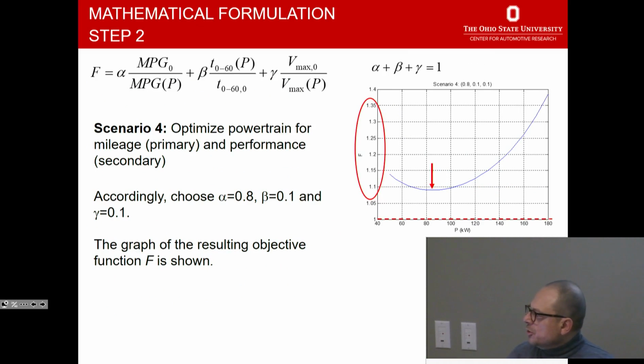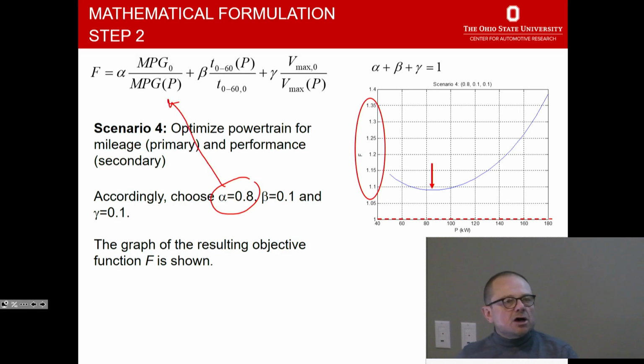Okay. So now let's do things differently. And let's say, no, I have to meet CAFE regulations, life is tough, I can't be having a vehicle that has that fuel economy, I need to do better than that. So I'm going to now choose alpha, the fuel economy weight, to be 0.8, and beta and gamma I'll put in 0.1. In other words, I am really de-emphasizing the performance.